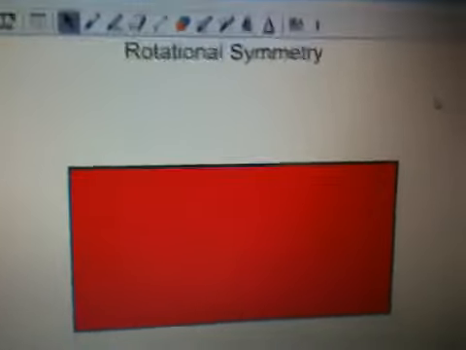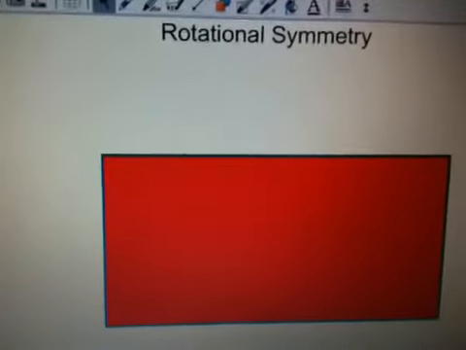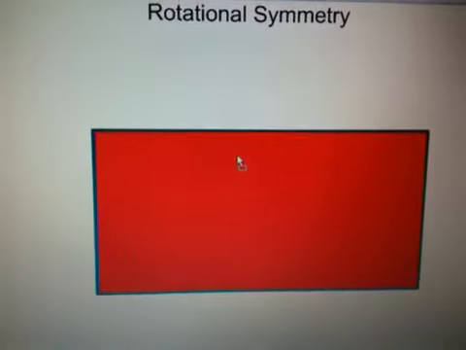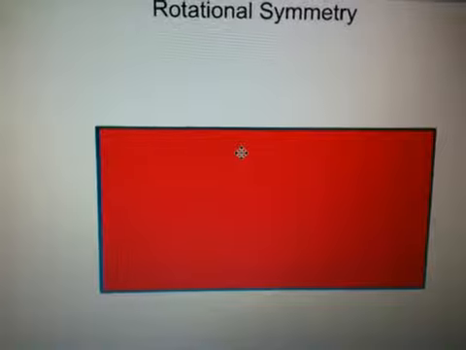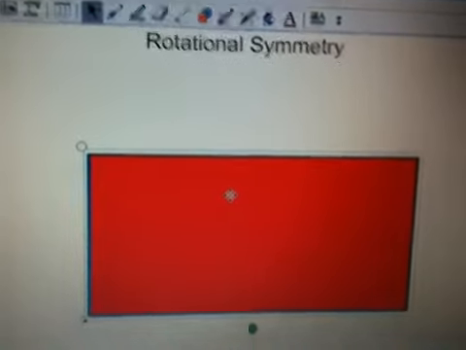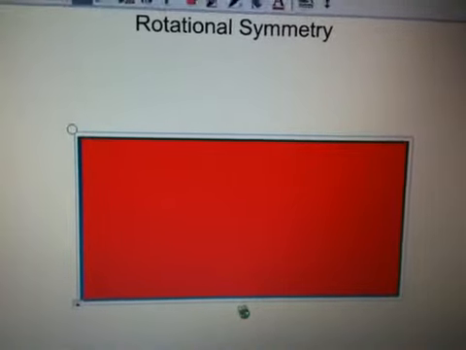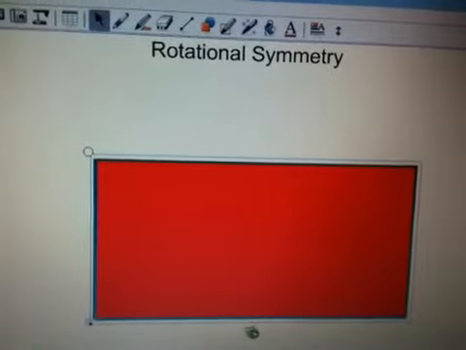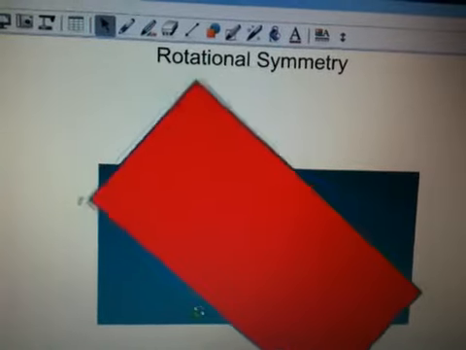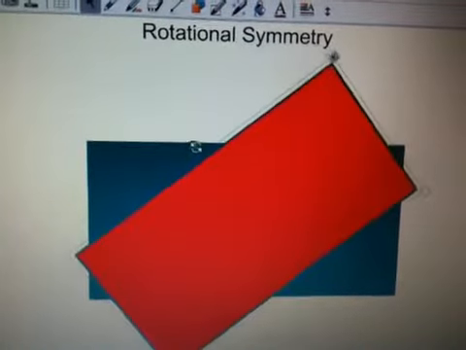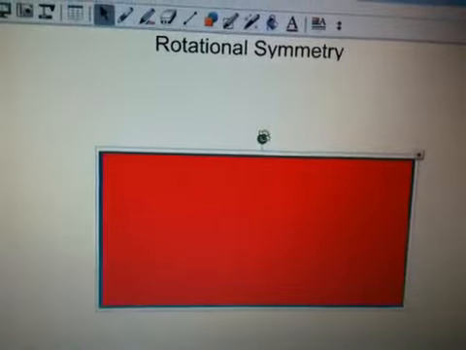If we take this rectangle as an example, I've placed another rectangle underneath it, and if we place it over the top, we can quite easily visually see whether or not it has rotational symmetry. So if I spin it, I count every time it fits within itself. I'm waiting to see if it has rotational symmetry. No, no, no, and there it is, there's a lock.